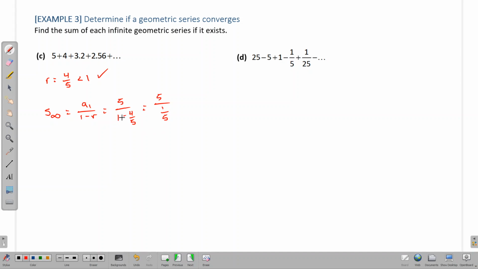Right, we've got 5 over 5 minus 4 over 5 is 1/5. Keep, change, flip, you're going to have 25. 5 divided by 1/5 is 25.